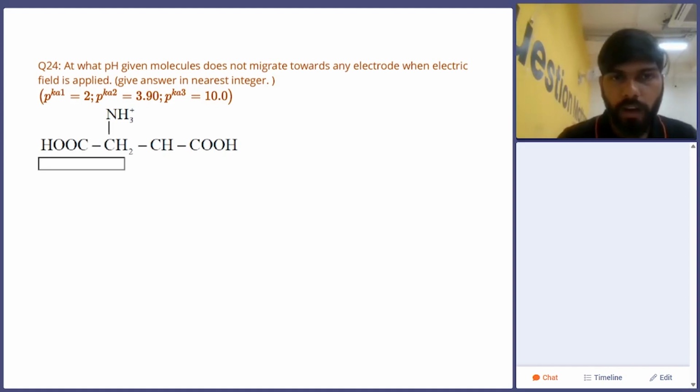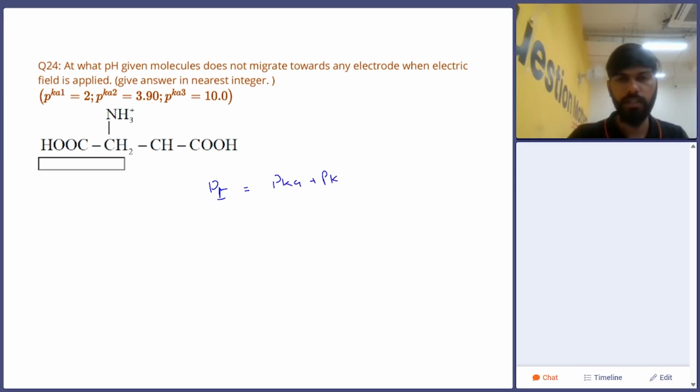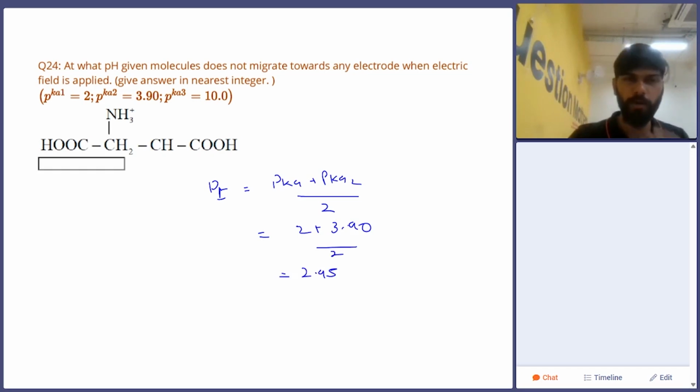Next question. At what pH does the given molecule not migrate towards any electrode when an electric field is applied? For this question, remember, the isoelectric point is the pH at which the molecule has no net charge. If no net charge, it does not migrate in any electric field. So we can solve: pI, the isoelectric point, is pK1 plus pK2 upon 2, that is 2 plus 3.90 by 2, that is 2.95. So on average we can take it as 3.